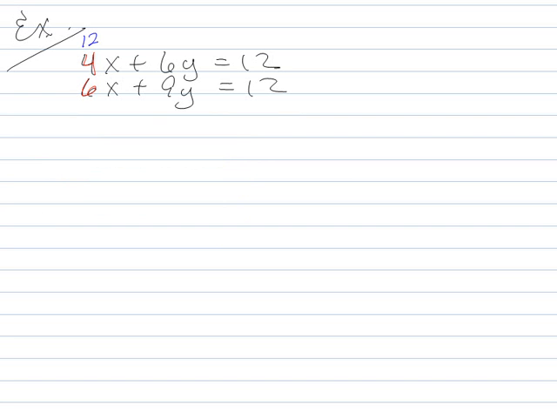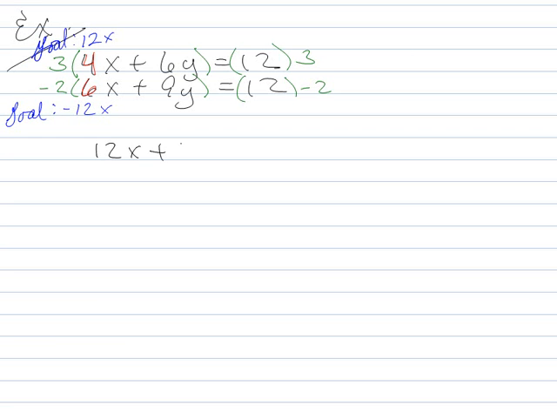So I'm going to make this one be 12x, and I want to make this one be 12x also, but one of them has to be negative, or they won't go away. So I'll make the bottom one negative. You can make either one negative, doesn't matter. So my goal is to make that positive 12x, and that negative 12x. To get that to be 12, I'll multiply by 3. And to get that to be negative 12, I have to multiply by negative 2. Okay? So I've got 12x plus 18y equals 36. And negative 12x minus 18y equals negative 24.